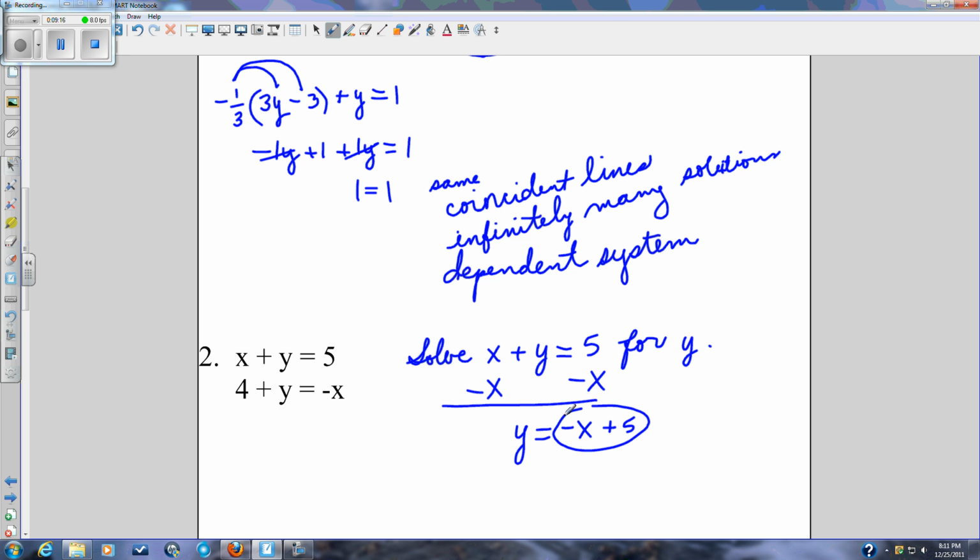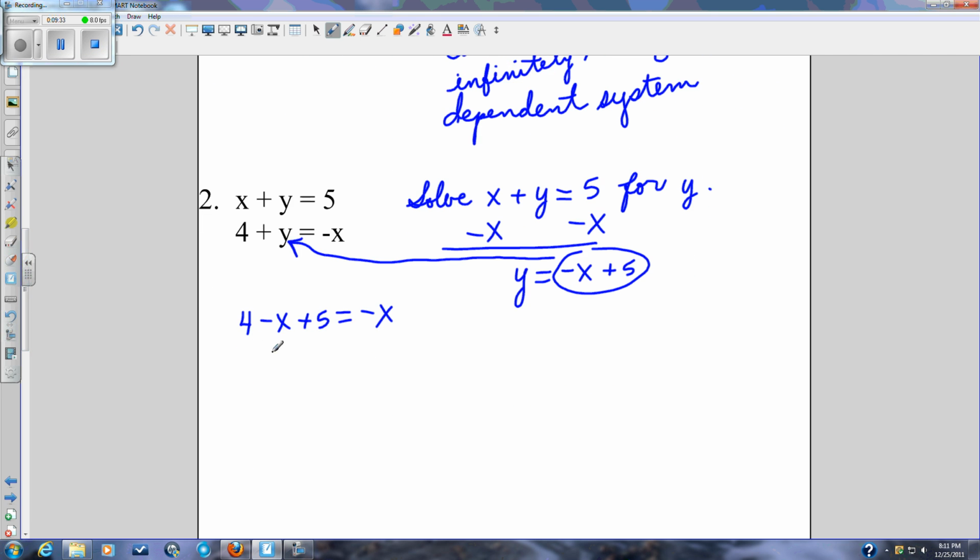So now I'm going to take negative x plus 5 and plug it into the second equation in place of y. So I've got 4 minus x plus 5 equals negative x. I want to get all of the x's on one side, but first I'm going to combine my like terms. So I've got 4 plus 5, which gives me 9, minus x equals negative x. I'm going to add x to each side, and you notice the x's all cancel out. So really on the right side I have 0, and I end up with 0 equals 9, which we know makes no sense at all.